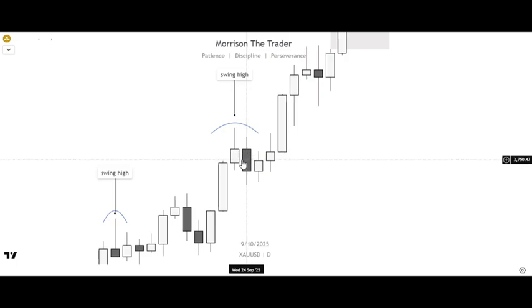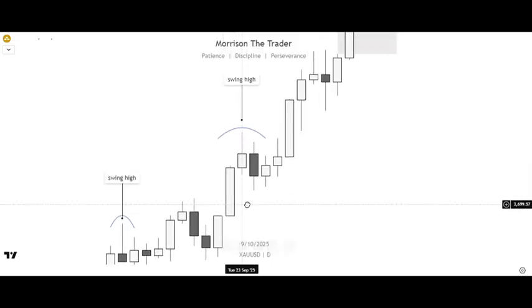So a swing high is a three-candlestick formation whereby the candle to the left is lower than the candle in the middle, and the candle to the right is also lower than the candle in the middle. So this is a swing high. That's what makes a swing high.